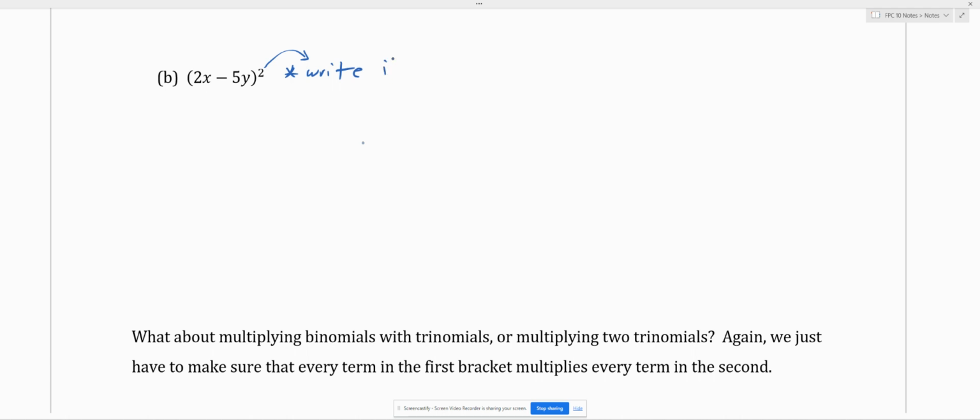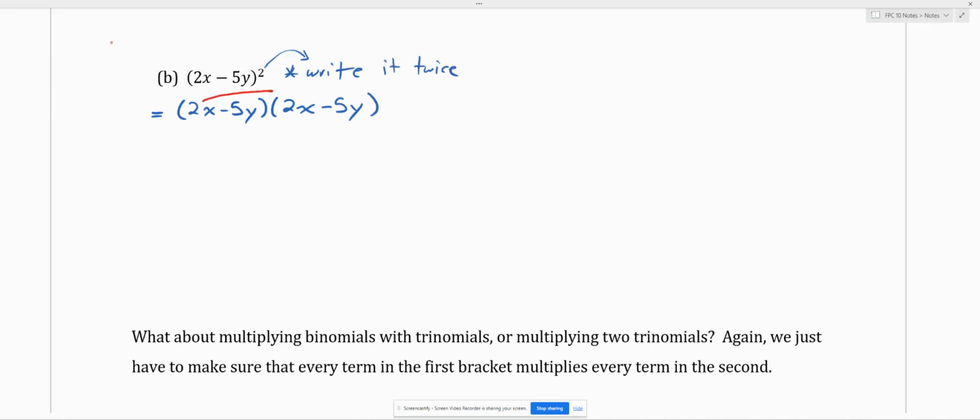Lots of students think they can use an exponent law here. You can't because of this subtraction. So all we're going to write is the exact same binomial twice being multiplied. Once I write this out, 2x minus 5y times 2x minus 5y, we can multiply this out.